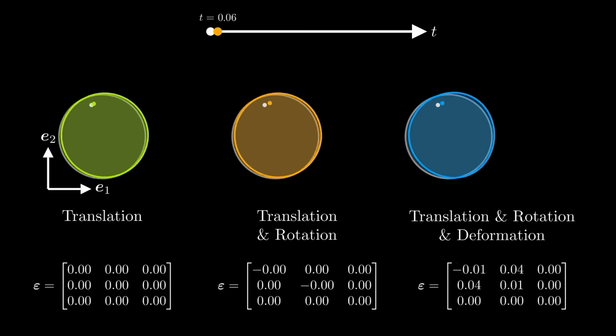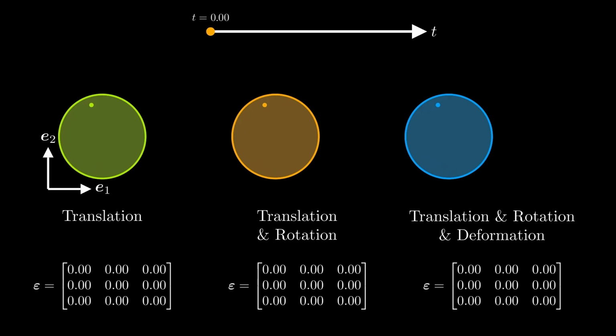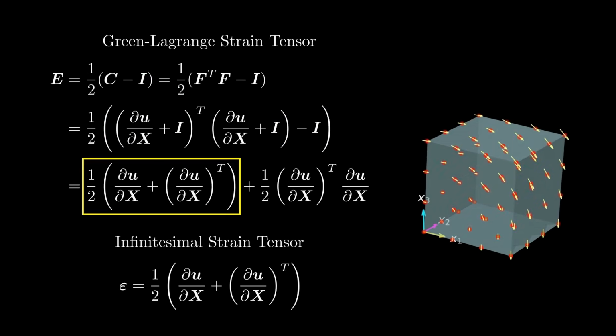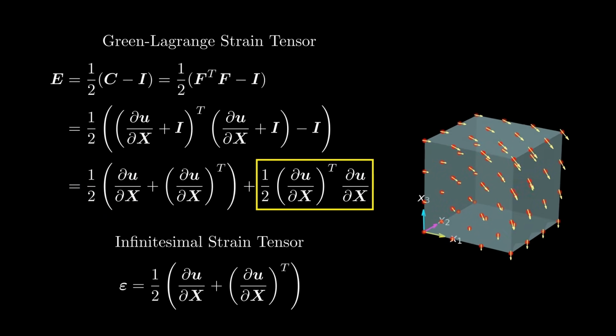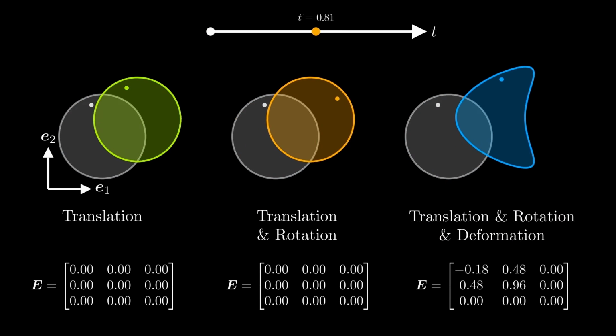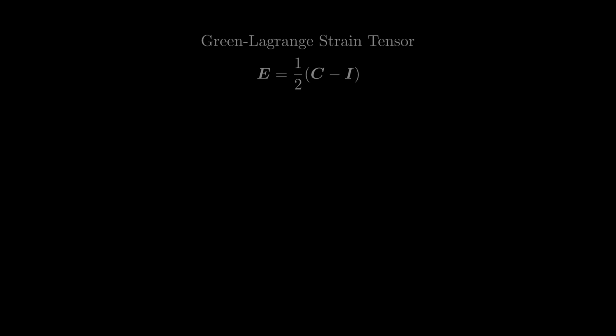For example, if we compute the infinitesimal strain tensor for our previous examples, we see that it changes even when the object is not deforming. The Green-Lagrange strain tensor can be interpreted as the strain tensor that you know from linear continuum mechanics, plus a correction term that makes sure that the strain is invariant to rotations even for large deformations. So if we compute the Green-Lagrange strain tensor for the same examples, we see that it is not changing upon rotation. The Green-Lagrange strain tensor depends on the right Cauchy-Green tensor.